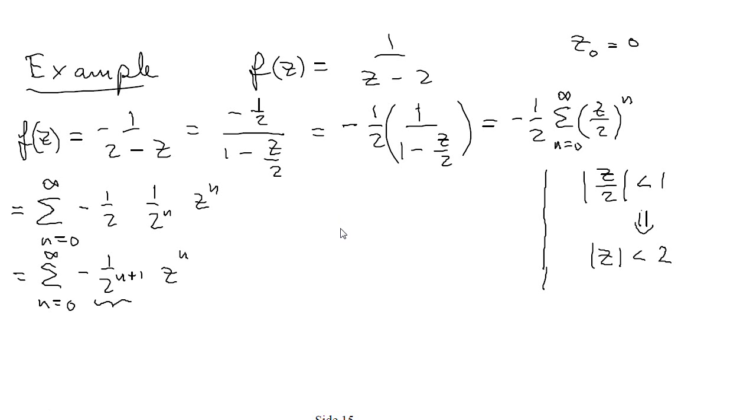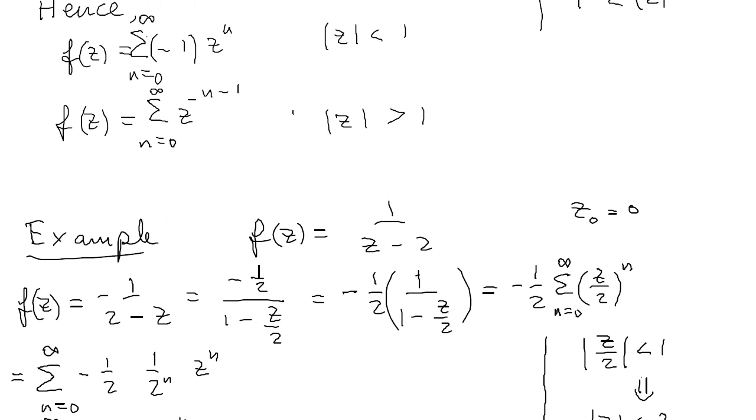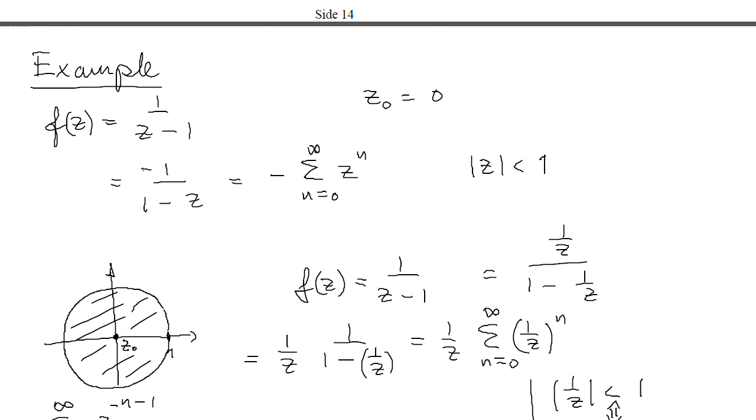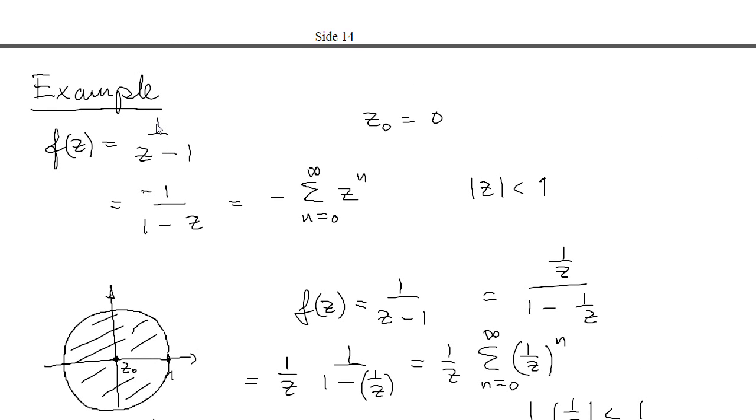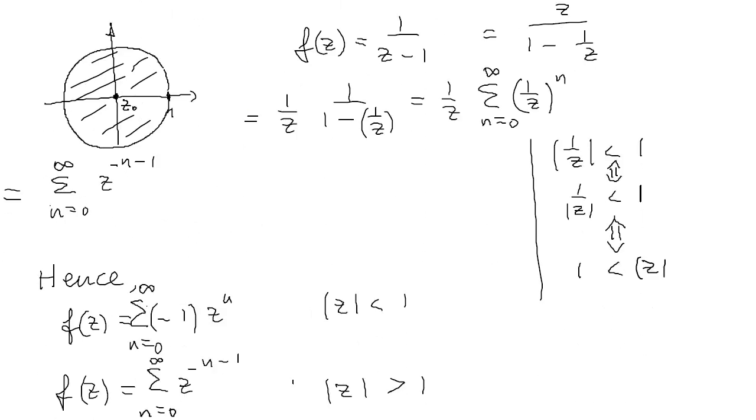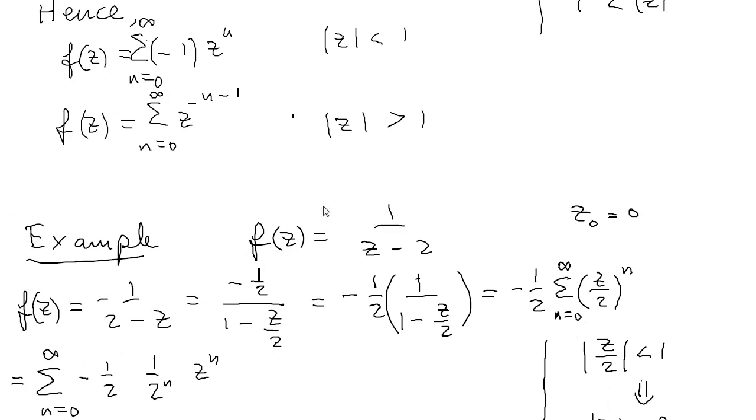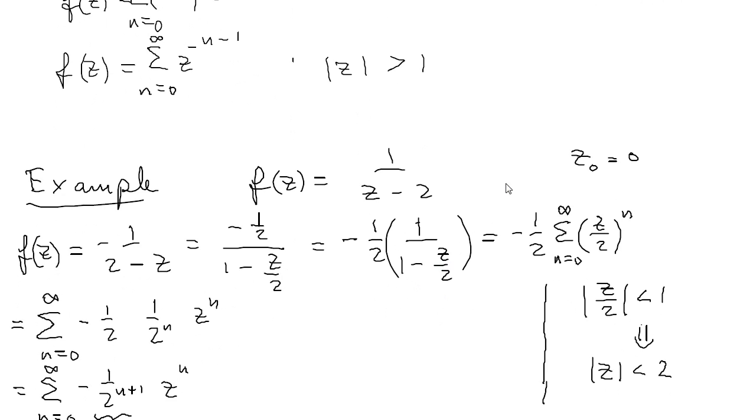We continue with a similar example. In the previous example, we had 1 over z minus 1. Now we are going to consider a very similar example, but now we change this 1 to 2. And we are going to find the Laurent series around 0 as well. So what we are doing now is very similar to above.